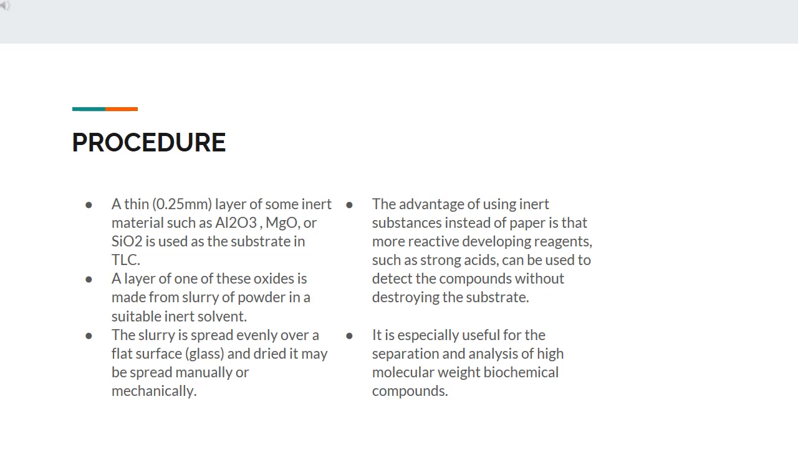The advantage of using inert substances instead of paper is that more reactive developing reagents, such as strong acids, can be used to detect the compounds without destroying the substrate. It is especially useful for the separation and analysis of high molecular weight biochemical compounds. A wide variety of mixtures such as amino acids, dyes, food colorants, drugs, sugars, natural products, and insecticides may be separated and identified.